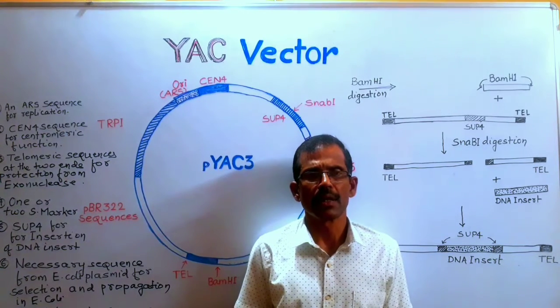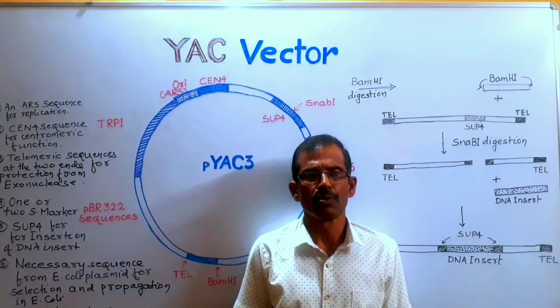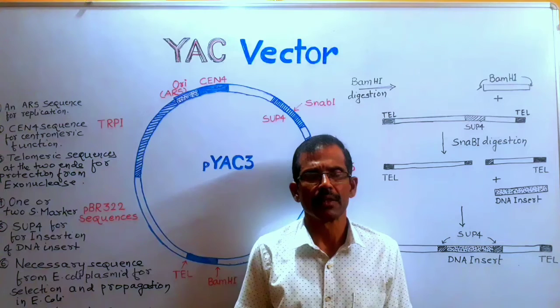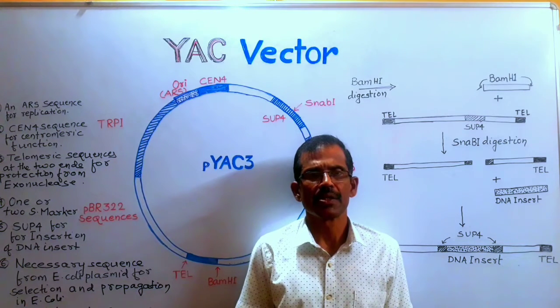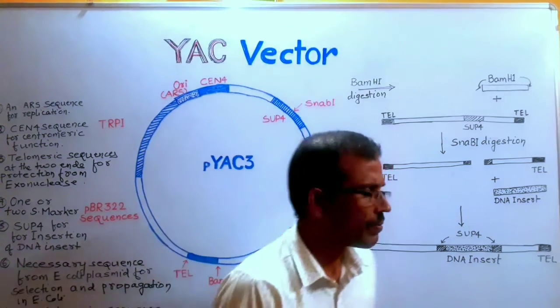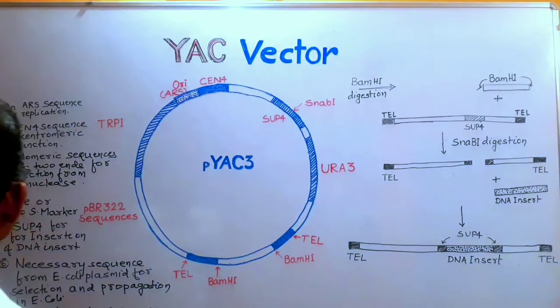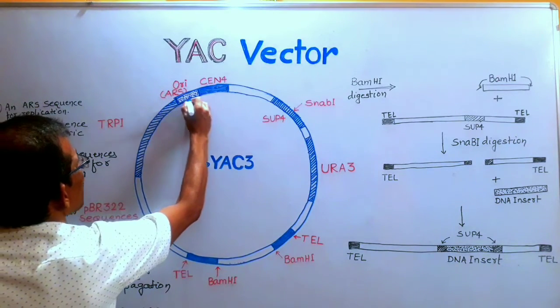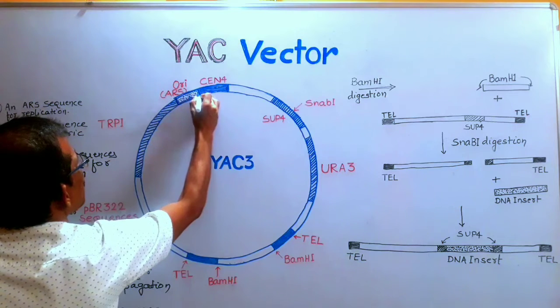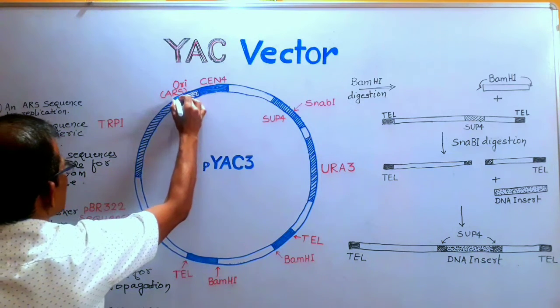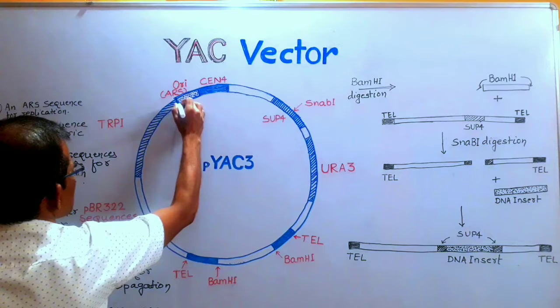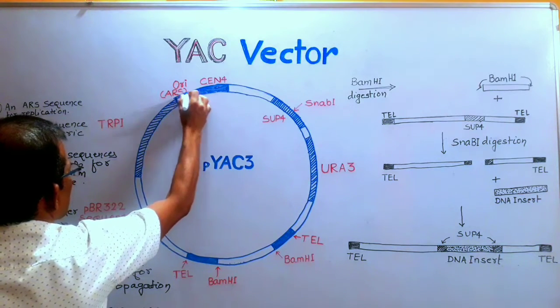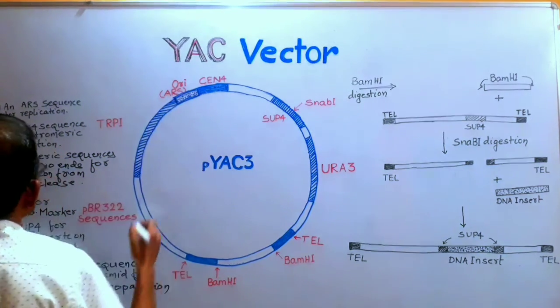Today we shall discuss yeast artificial chromosome. Yeast artificial chromosome is a linear vector that behaves like a yeast chromosome. And yeast artificial chromosome contains several functional modules. One of the functional modules is ARS. ARS means autonomous replicating sequence. This autonomous replicating sequence is necessary for replication inside the yeast.